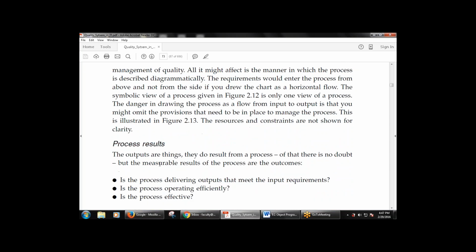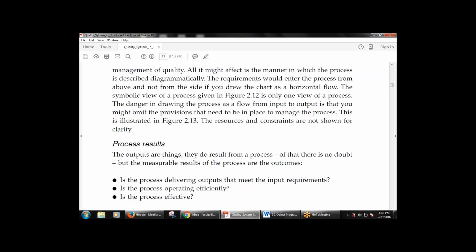Whatever process result is available, those are the things that result from a process. There is no doubt that the measurable results of the process are the outcome. So whatever outcome is available is known as the process result. So what is the process result? It is whether the process delivers the output that meets the input requirements or not.